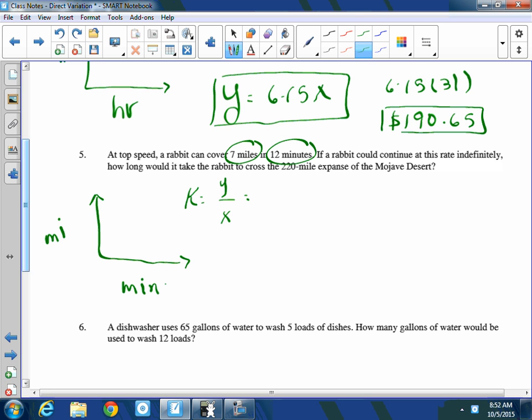So miles would be my y. So that would be 7 divided by what? 0.58. Is that good repeating? Yeah. Do we want to just round it to 0.60? Is that okay? Yeah.